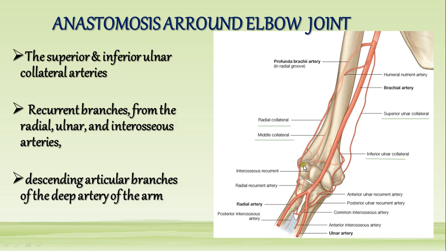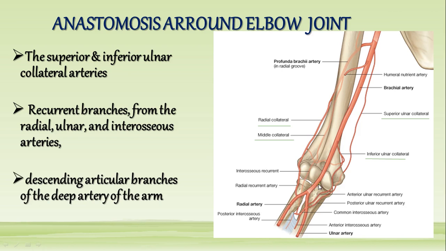Numerous arteries participate in forming anastomosis around the elbow joint. Now you have to look at the figure. The superior ulnar collateral artery and the inferior ulnar collateral artery are both branches of the brachial artery. They run downwards towards the elbow joint and form anastomosis with the other arteries. The other arteries are recurrent branches from the radial, ulnar and interosseous arteries.